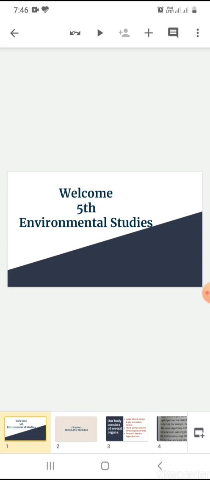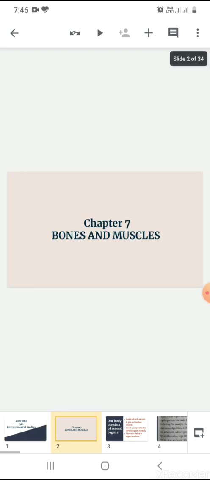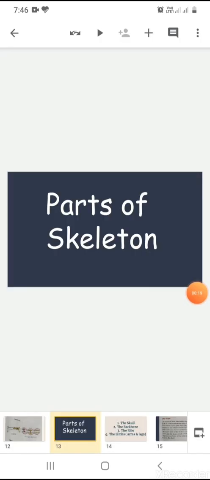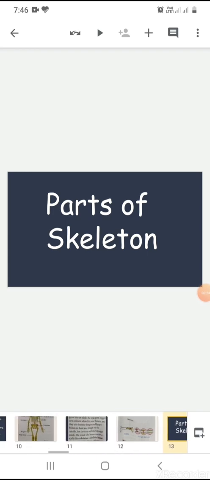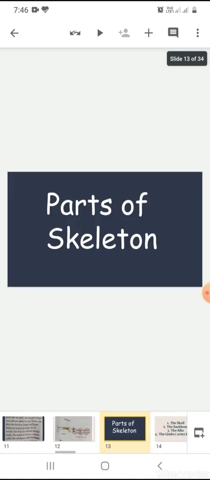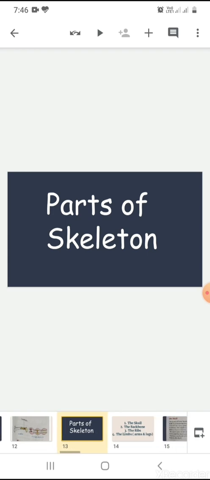So, children, as you can see, today is our environmental studies class and we are doing chapter 7, bones and muscles. Today we have to start from parts of the skeleton. In our previous video we studied the human skeleton system, right? Today we are going to start the parts of the skeleton system.